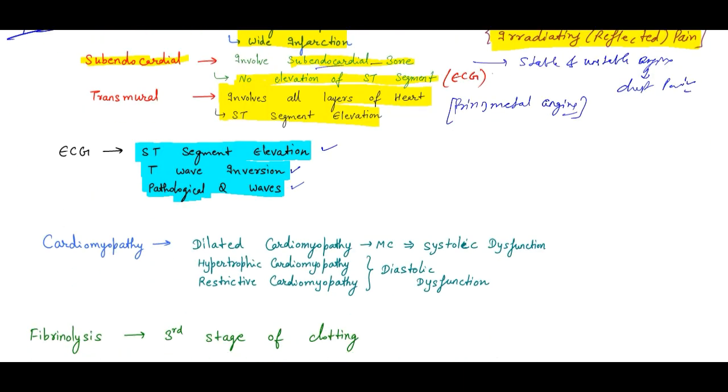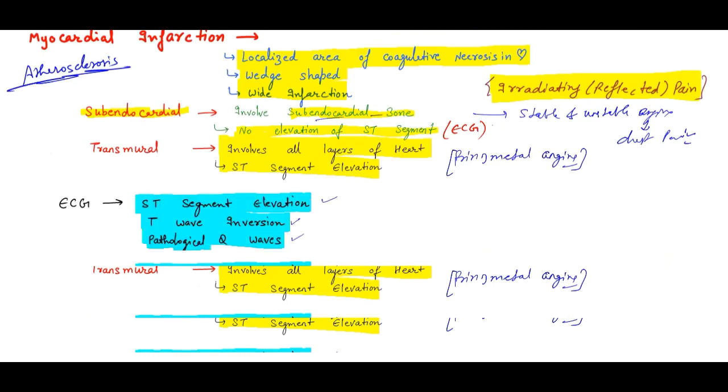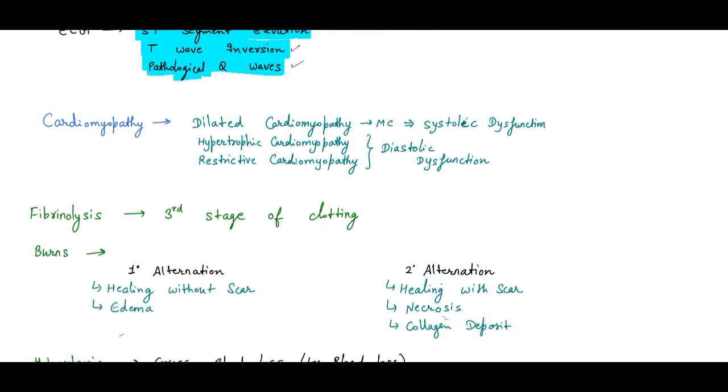Okay. The next cardiovascular disease we have is cardiomyopathy. Remember, we can have dilated cardiomyopathy, hypertrophic cardiomyopathy, and restrictive cardiomyopathy. So there are three.